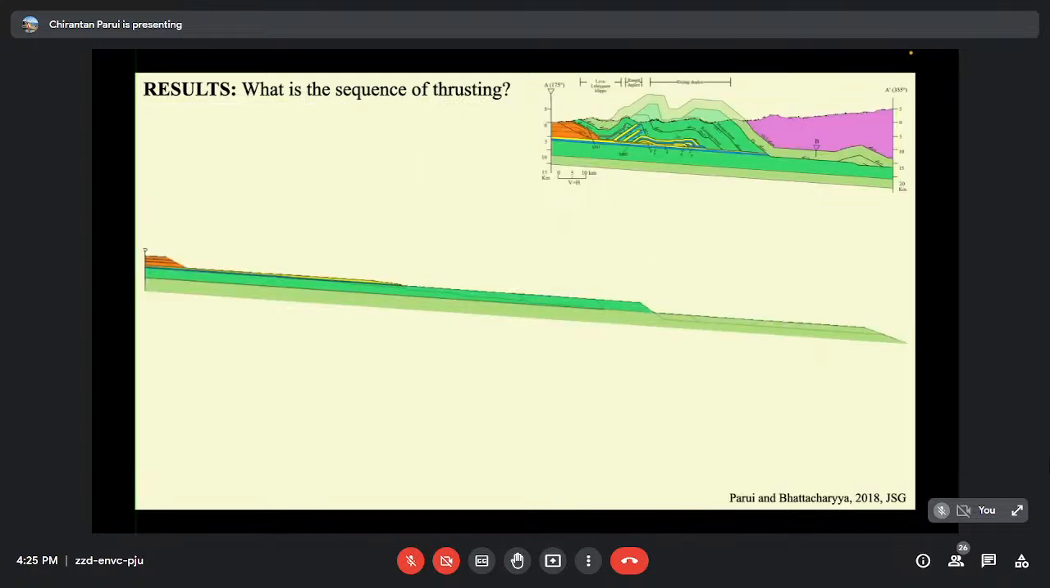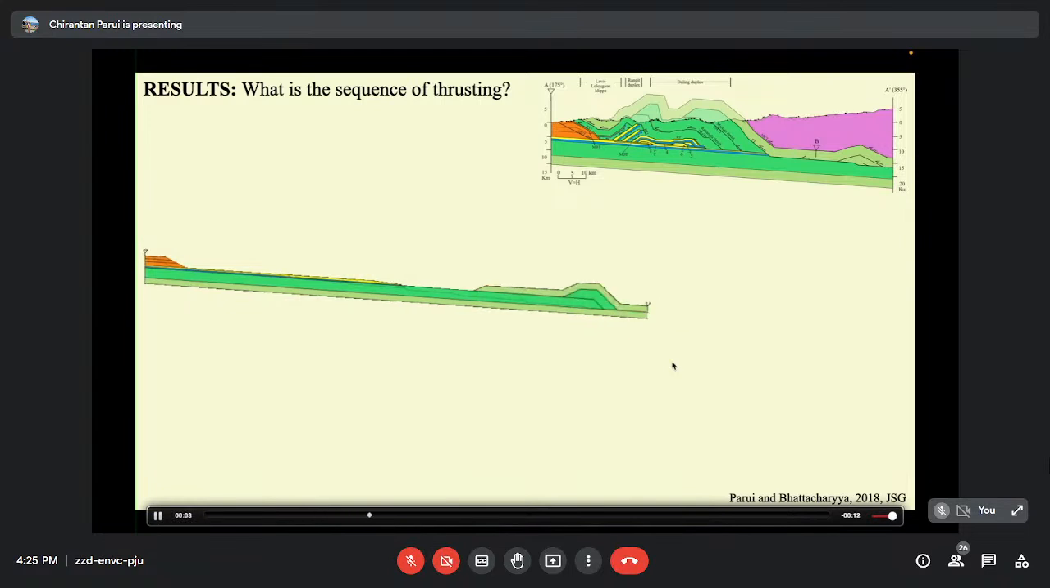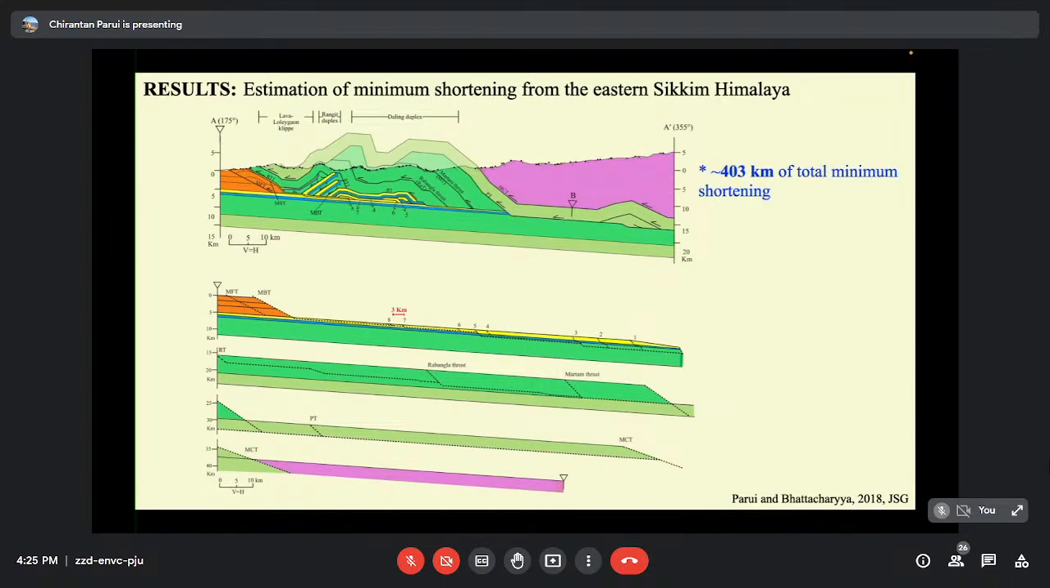To do that, I looked at deformation in a forward modeling way, where I imposed deformation on the last formed structure first, followed by its successive formational order, which shows that the MCT formed first, followed by the PT, then the Darling duplex, then the Ramgarh thrust, then the foreland dipping horses formed, followed by the hinterland dipping, and then the MBT and MFT. So with that, by comparing the restored bed length and the deformed bed length, I estimated a total of 403 kilometers of shortening, which is a minimum shortening, I must say.